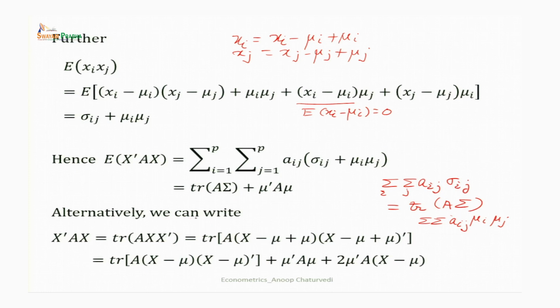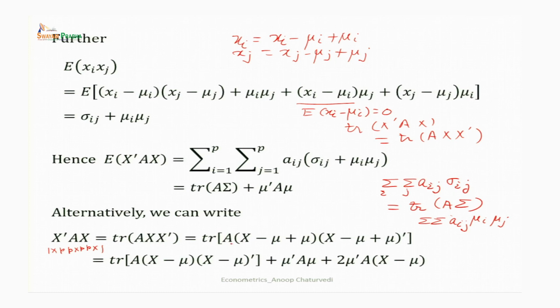Alternatively, you can also derive this expectation by writing x transpose A x equal to trace of A x x transpose. Actually, what is the order of x transpose A x? This is of order 1 cross p, p cross p, p cross 1. So, this is a scalar, and trace of a scalar is the same scalar. Further, trace of x transpose A x is equal to trace of A x x transpose.